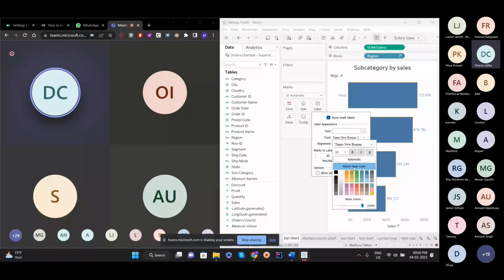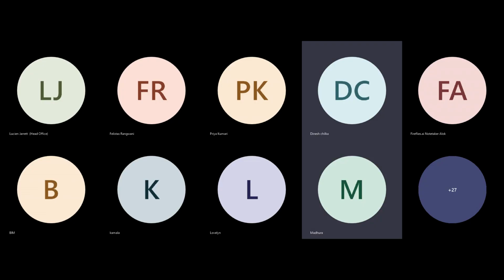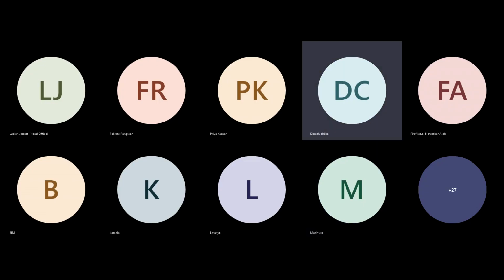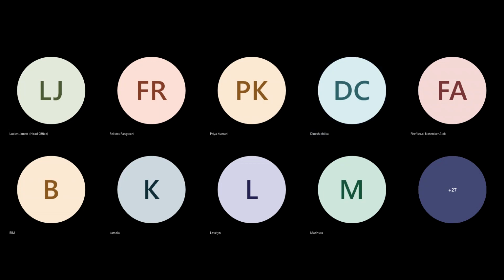Now if you see the labels, they will be shown in the same color as the bars. The digits are shown as per the color of the bars. Digits are showing in the same color. Now I'm changing this color, and it's automatically changing color, right? Because I chose the match mark color option.